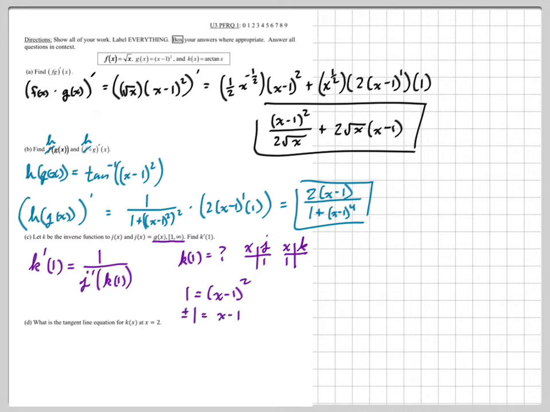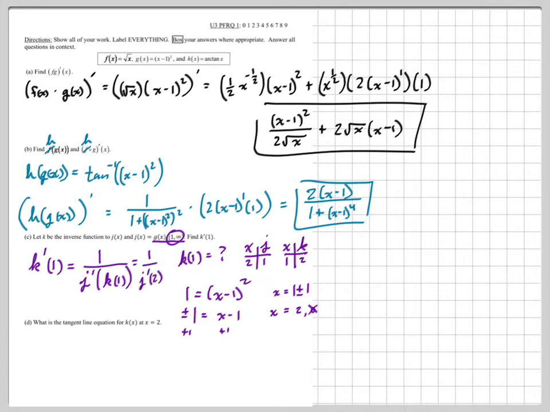And then we solve. Okay, when we solve it, we get a plus or minus 1, and then we get a 1 plus 1, and then a 1 minus 1, which gives us two answers, a 2 and a 0, but we know that the 0 doesn't fit in our domain, and so it's not one of our solutions, and so it has to be 2. And so we have a 2 for the k when x equals 1.